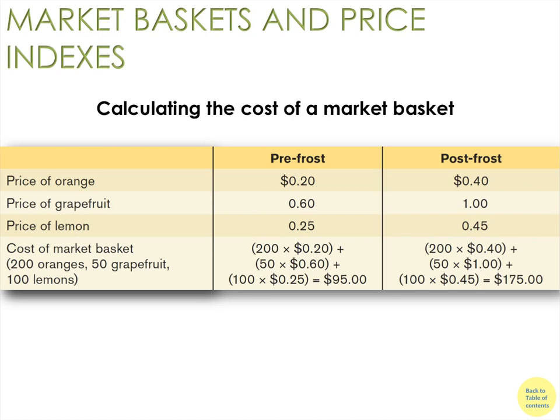So if the price after a frost jumps from 20 to 40 cents for oranges, 60 cents to $1 for grapefruit, 25 cents to 45 cents for lemon, adding all that together, 20 cents times 200. That's what you'd spend all together on oranges. 60 cents times 50, what you spend all together on grapefruit. 25 cents times 100, what you spend all together on lemons. Add that all up and you get $95. Post-frost, prices have jumped, and so you will be spending more, and that turns into $175.